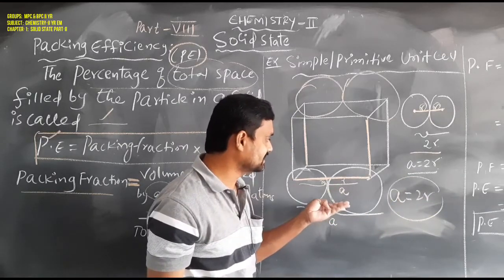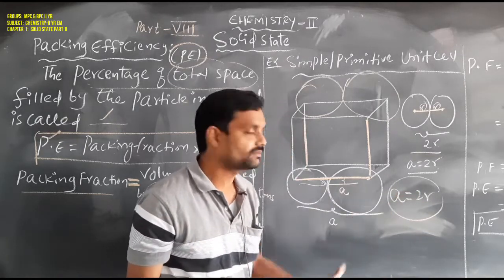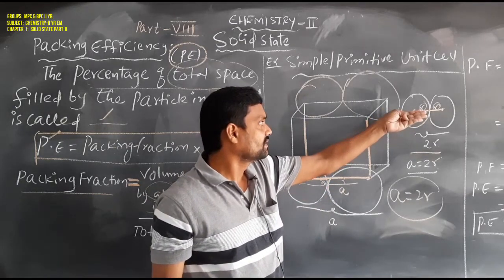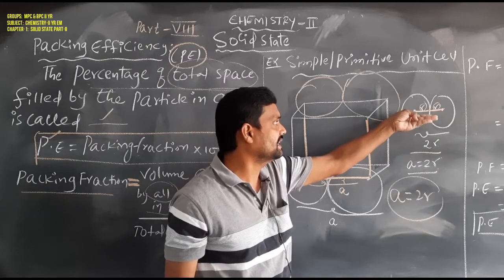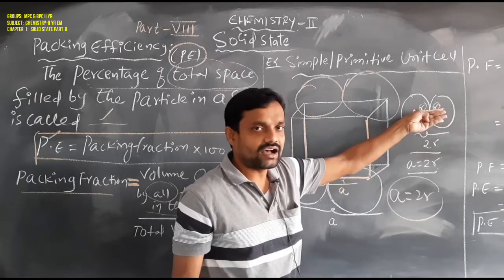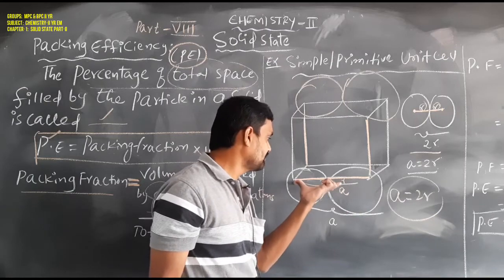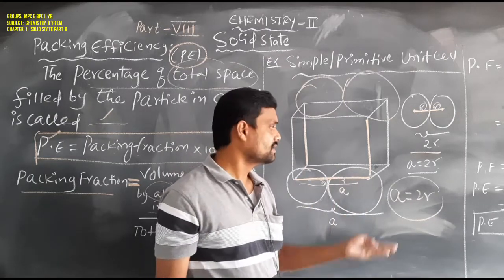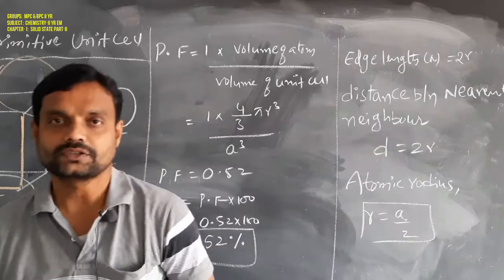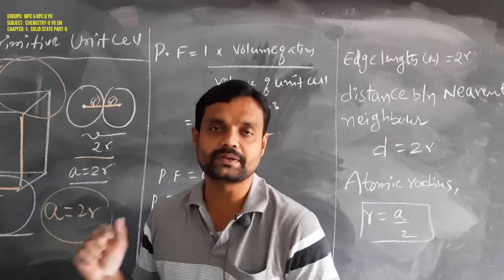The edge length a is equal to 2r. Why? Because at the corner, the two corner atoms touch each other. Then here we consider this distance is r, and this distance is r plus r, 2r. This distance from here to here is 2r. So the edge length a is equal to 2r in case of the simple or primitive unit cell.